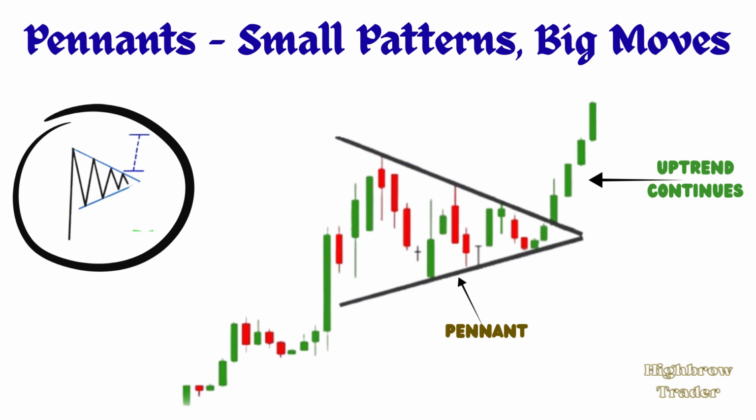Pennants are small, tight triangles that appear after a big price move. They show the price taking a quick pause, moving within a narrow range. This quiet buildup usually leads to a fast, strong breakout when the price finally moves out. Notice how the price squeezes in tightly before it bursts out.